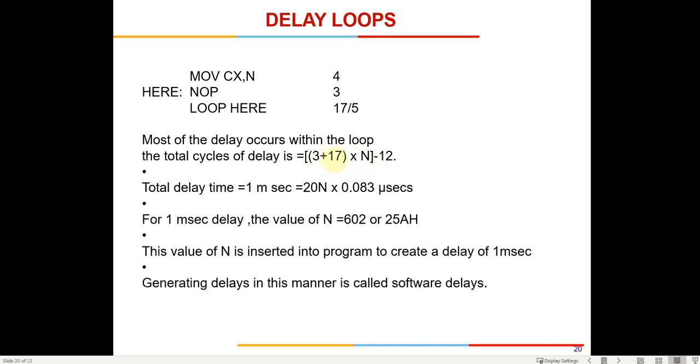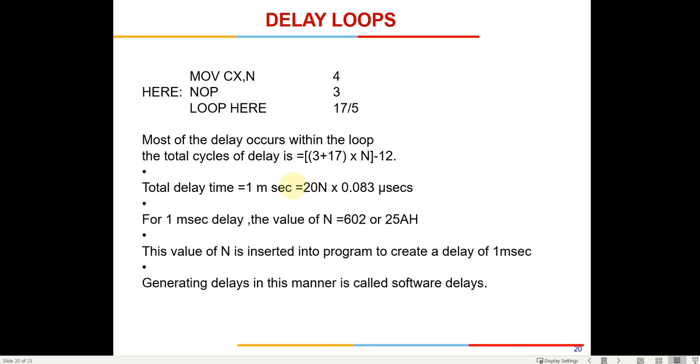The formula gets modified by 17 plus 3, and then you have to put a minus 12, because in the last cycle you are going to come out of the loop. Because it is going to come out of the loop, it requires only 5 clock cycles. That is the reason you put a minus 12 there. So we can calculate the time delay accordingly now.